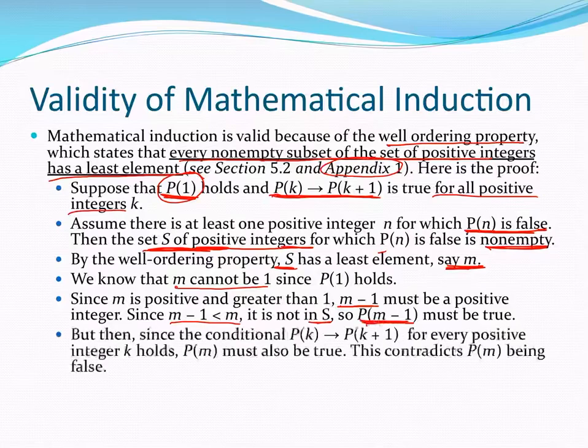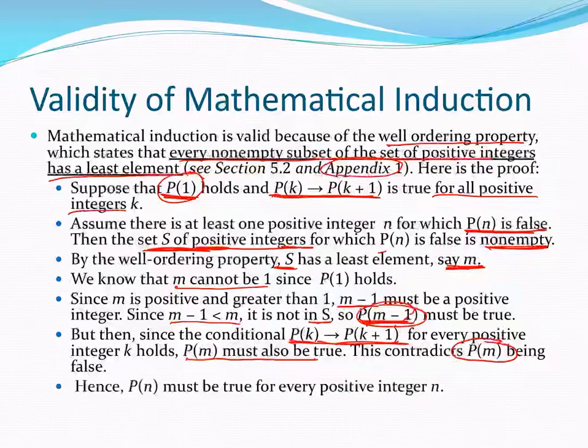Now, since the other part of our assumption is true, P of k implies P of k plus 1 for all positive integers k. That means P of M must be true since P of M minus 1 is true. And this contradicts P of M being false. So the result of that contradiction is we must conclude that P of n is true for every positive integer n. All right, so that's how mathematical induction relates to the well-ordering property of the positive integers.